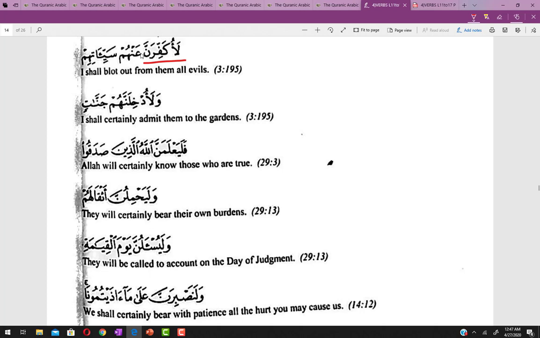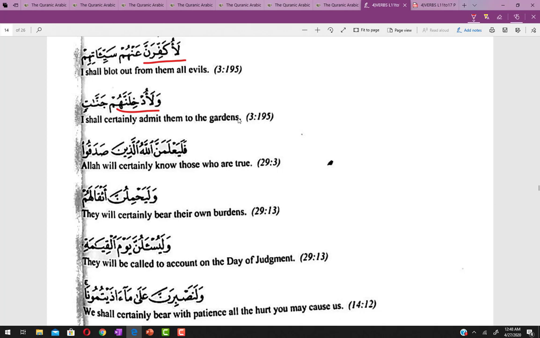Then again, this is from form 4. You're going to learn in future lessons. Af'ala, yuf'ilu, adkhala, yudkhilu pattern. So wala udkhilanna, I shall certainly admit them to the gardens. This is Allah subhanahu wa ta'ala swearing. It's kind of like a qasamiya way of saying, you know, to give sukoon to our hearts.